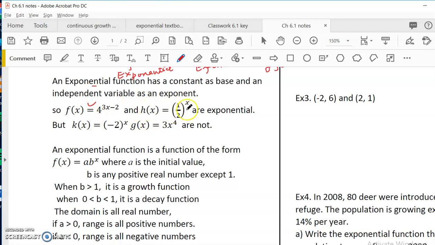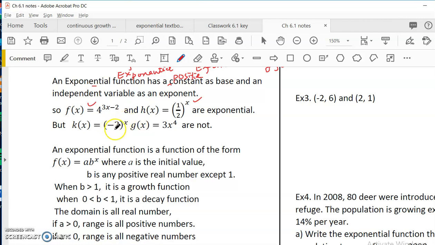The second one, h of x: 1/2 is a constant. It's just a number. x is a variable, so this is exponential. -2 is a constant, but it's not positive. It has to have a constant base. I should add, a positive constant base. The problem of a negative base is you would be switching back and forth, right?